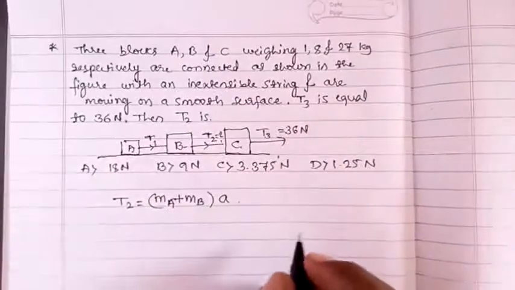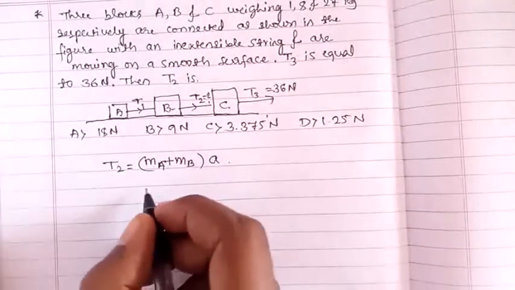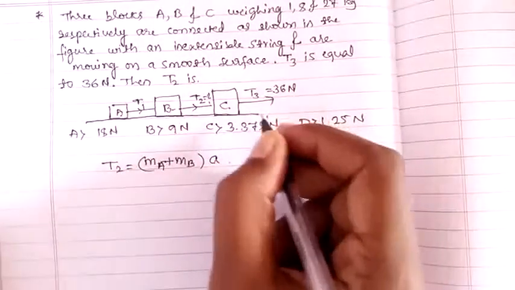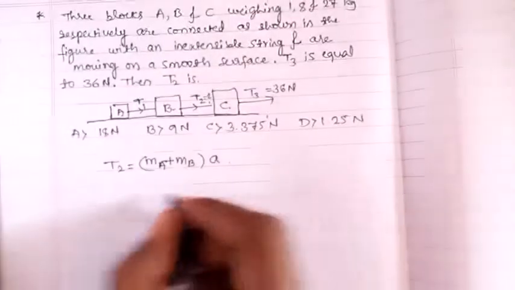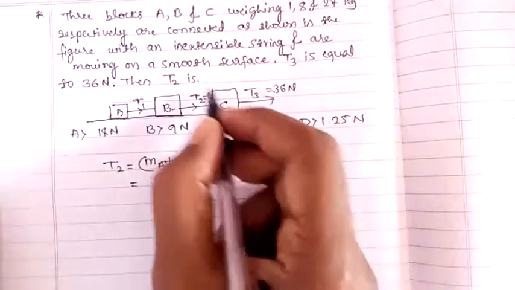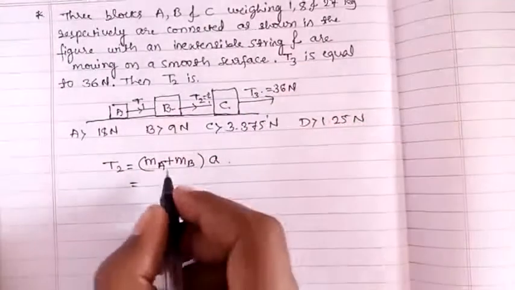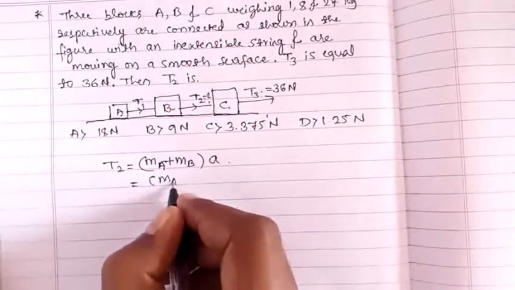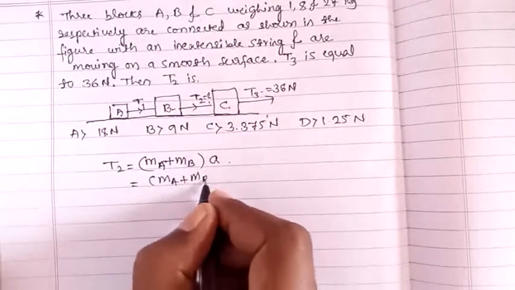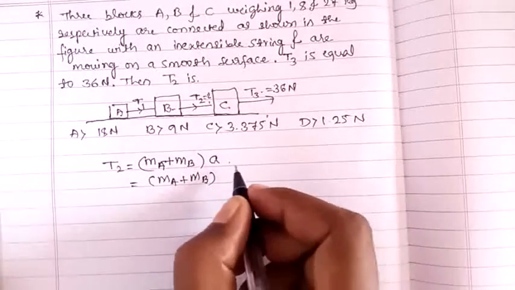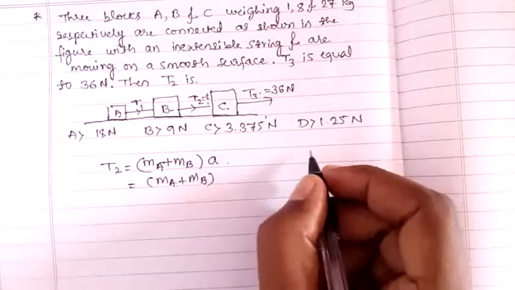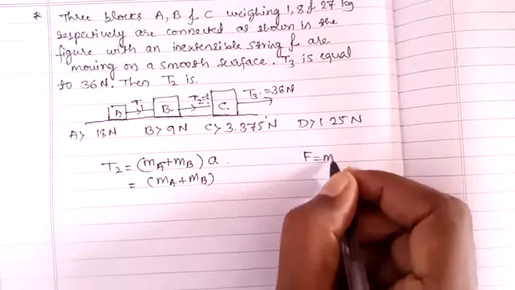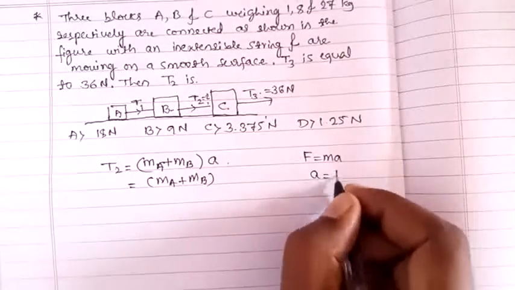The acceleration produced in the system can be determined by the total force acting on the system divided by the total mass of the system. So what is the total force acting on the system here? That is T3. Ma plus mb into acceleration. We already know Newton's second law, F is equal to ma. Then a is equal to F by m.